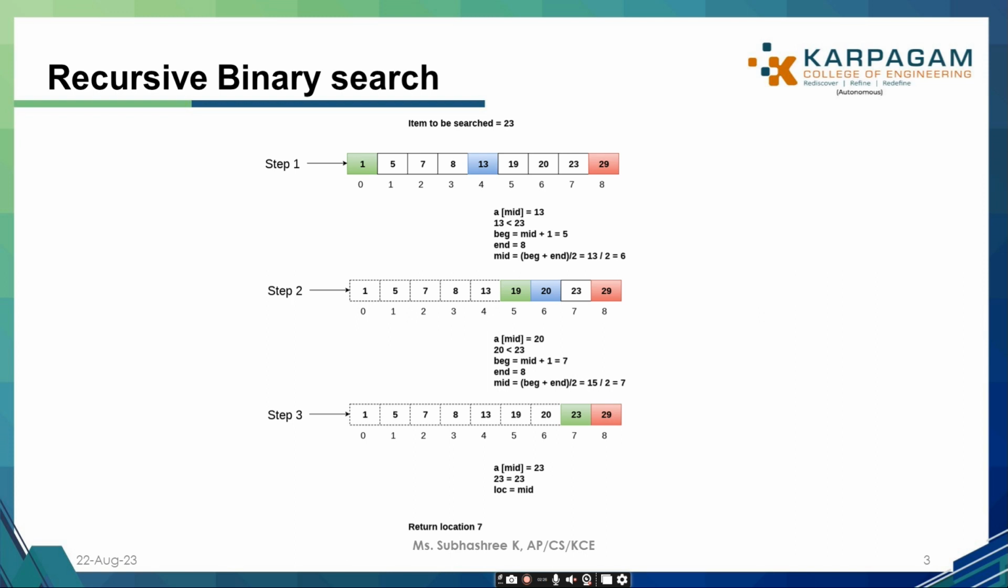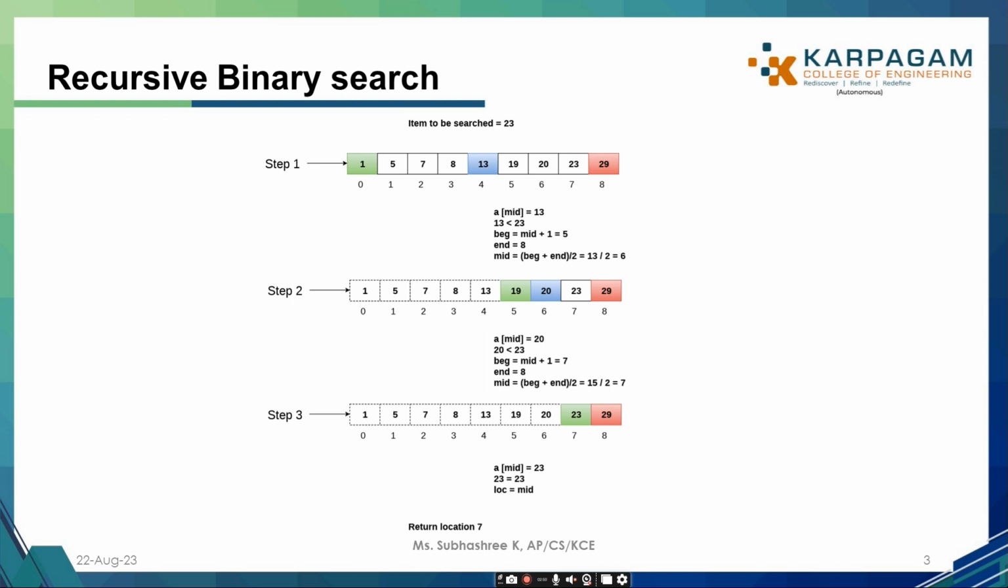Mid is an index, it is not a value. You have to look up the mid indexed value in the given array. So the calculated mid index is 4 and the mid indexed value is 13. You have to compare whether 23 is equal to the mid indexed value, that is, whether 23 is equal to 13. If it is equal, then you return the mid index.